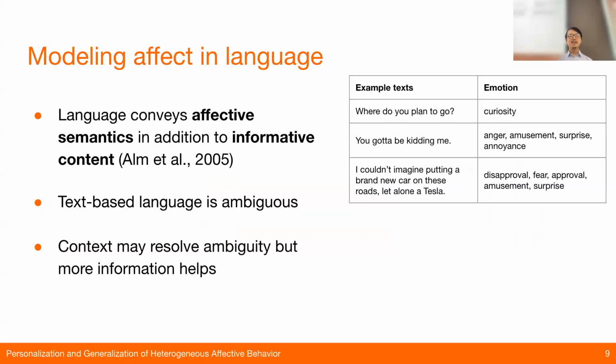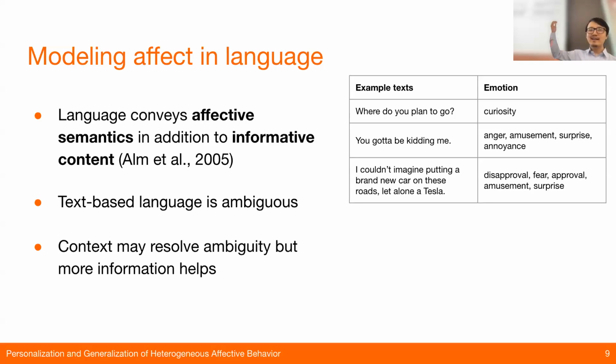So next, let's look into how affect has usually been modeled in affective AI. First, let's look into modeling of affect in language. When we think of language, especially text-based language, we think of it as a means of conveying informative content. However, in addition to that, it can also convey affective semantics. And sometimes when there is only text, it can also be ambiguous.